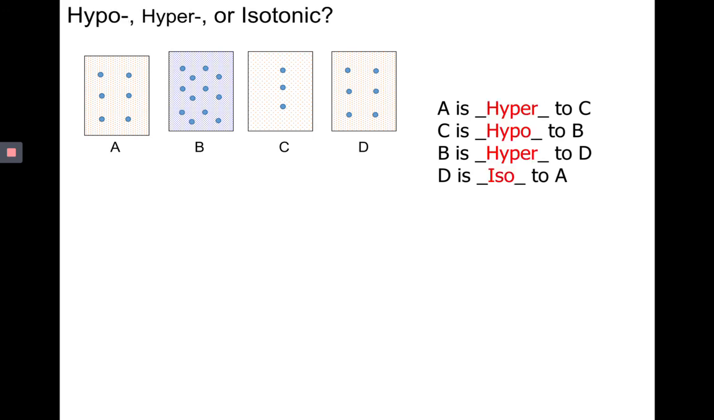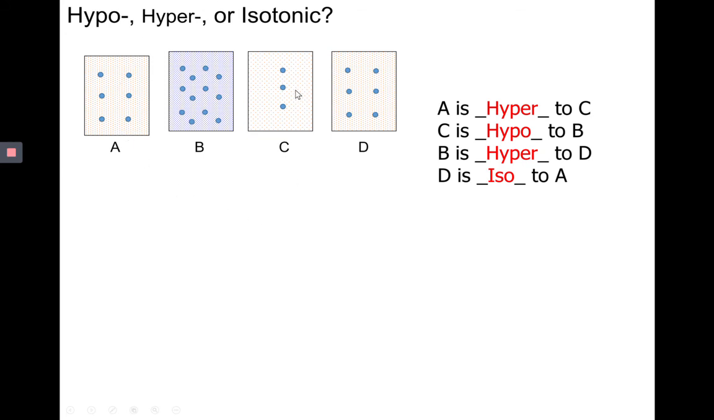And for these situations, we just want to know, when comparing 2 solutions, is the solution that is listed first hyper, hypo, or iso compared to the second solution. So let's look at the first situation. A compared to C. A has more solute than C, so A is hyper to C.